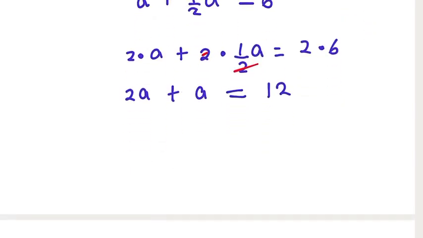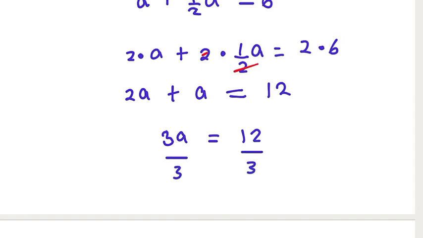So from there, 2a plus a gives us 3a, which equals 12. Now divide both sides by 3. This cancels this, and we are left with a equals 12 divided by 3, which is 4. So a is 4.